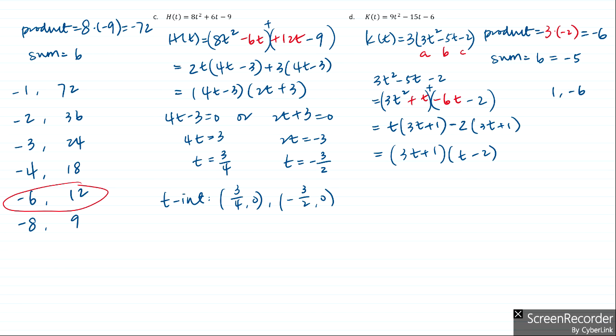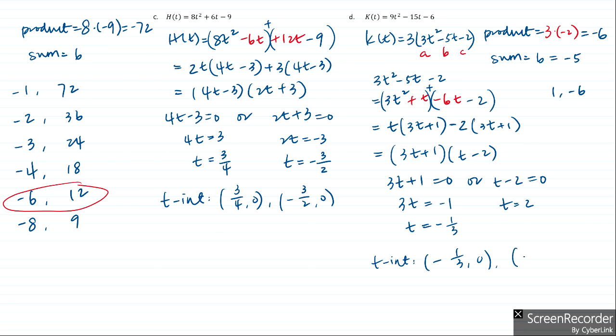As a result, for the zero product principle, 3t plus 1 equals 0, or t minus 2 equals 0, meaning 3t equals negative 1, t equals negative 1/3, or t equals 2. Again, listing out our t-intercepts, we get these 2 points over here as a final answer.